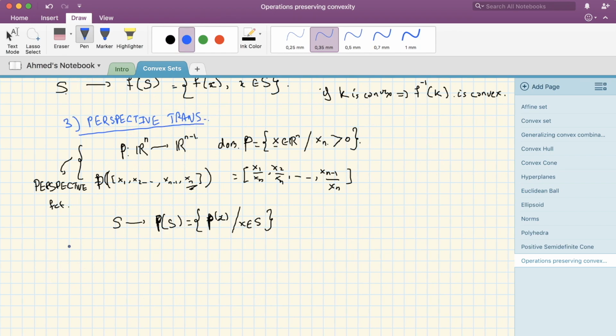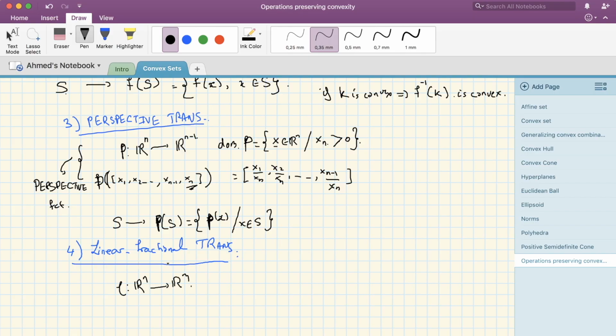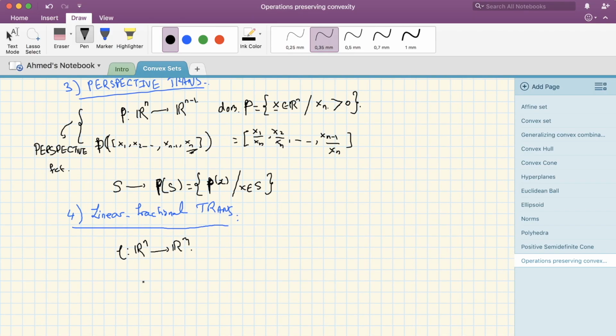There's one more transformation I'd like to mention, which is the linear fractional transformation. And we're going to define a linear fractional function. Let's call it L. And as with affine, it goes from Rn to Rm. From the name, we're going to encounter fractions, but this time not fractions of scalars, no, fractions of vectors. So x is a vector. How do we define that?